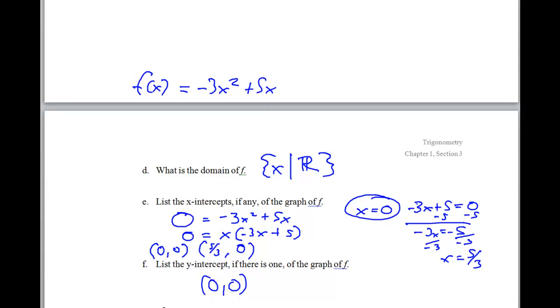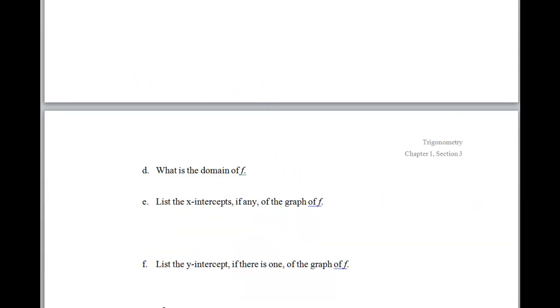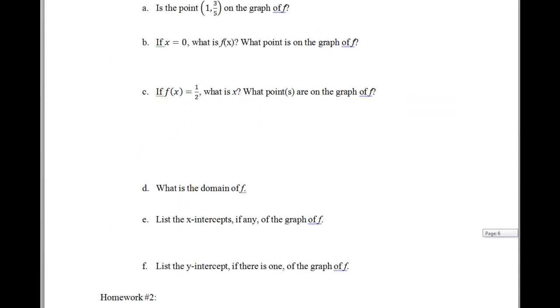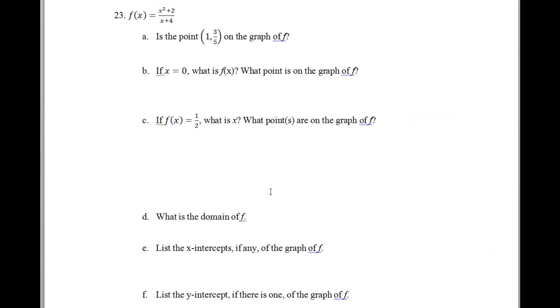We're going to do one more of these, and you'll have more in your homework, but I decided to only do this many, and I just can squeak this in on this page right here, so let's get started. For our final part here, it's going to say, is the point 1, 3/5 on the graph of f? So my 3/5 is going to go in for my f of x, so that's going to be my y value, and my 1 is going to go in for each value of x.